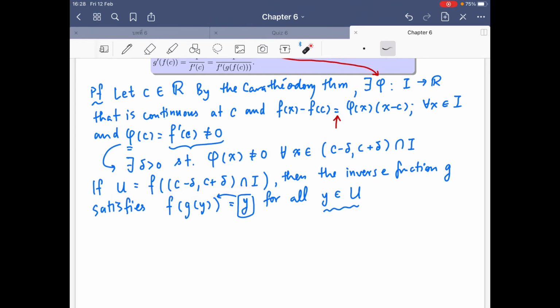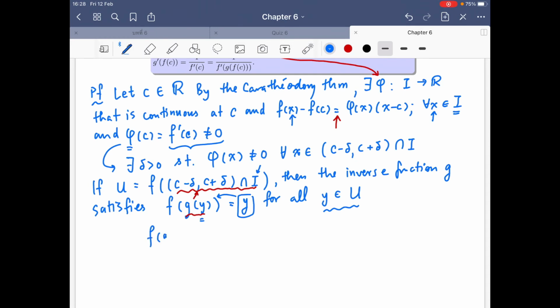So it means that if your y is inside this U, then your g(y) is inside this neighborhood. So this g(y) is actually inside this neighborhood, and within this domain I. So your x can be replaced, because all the x are elements in the domain. This x right here can be replaced by this g(y), because your g(y) is also one of the elements here.